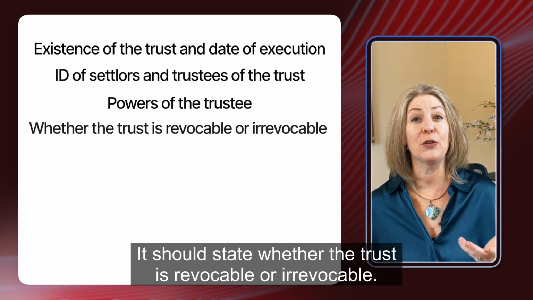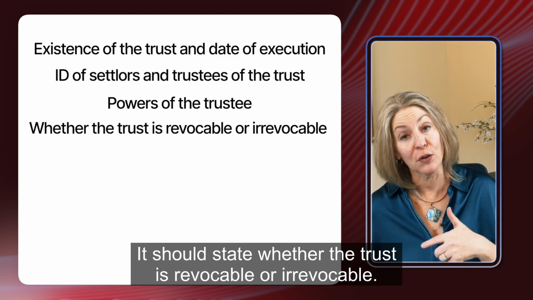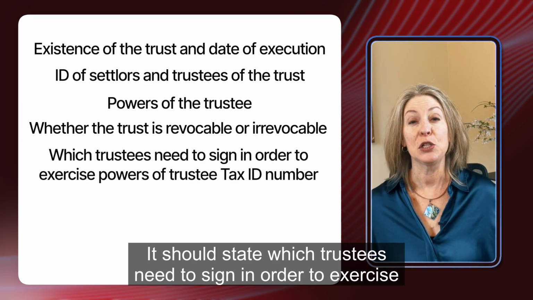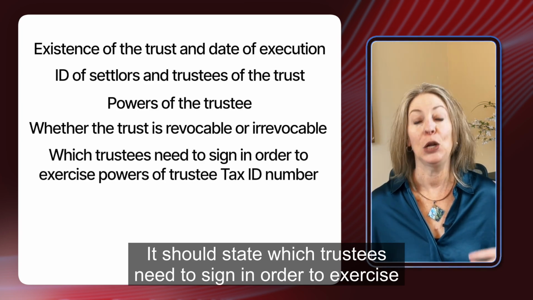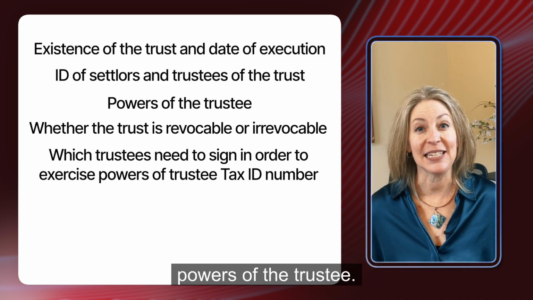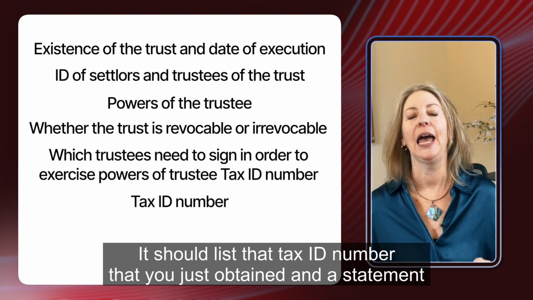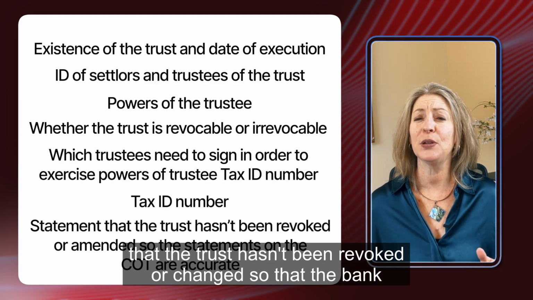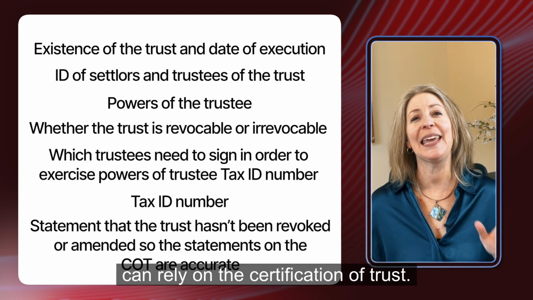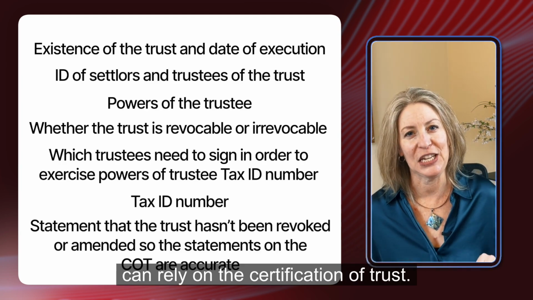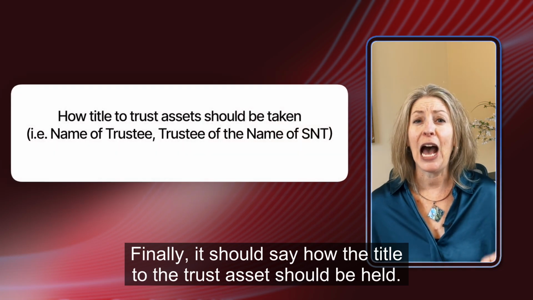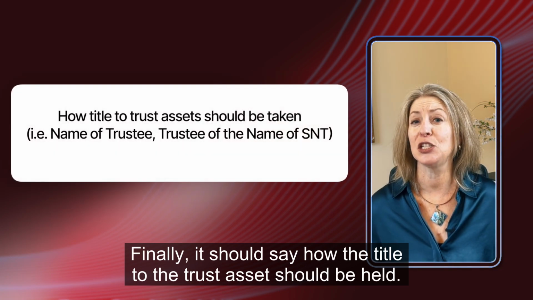It should state whether the trust is revocable or irrevocable. It should state which trustees need to sign in order to exercise powers of the trustee. It should list that tax ID number that you just obtained, and a statement that the trust hasn't been revoked or changed so that the bank can rely on the certification of trust. Finally, it should say how the title to the trust assets should be held.